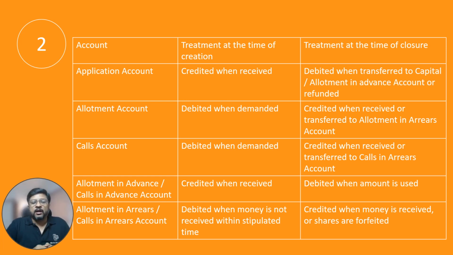But for allotment and call account, debit is at the time of demanding and credit is when it is received or transferred to allotment in arrears account or calls in arrears account in case of calls. On the other hand, when it comes to allotment in arrears or calls in arrears, it is debited when the money is not received within the stipulated period of time, and credited when the money is actually received or when the shares are forfeited. That happens for allotment in arrears and calls in arrears, that it can get closed either out of receipt of money or out of forfeiture of shares.